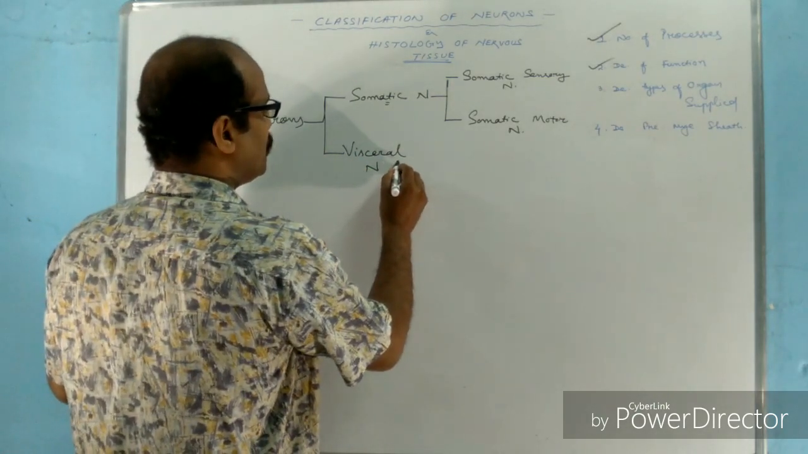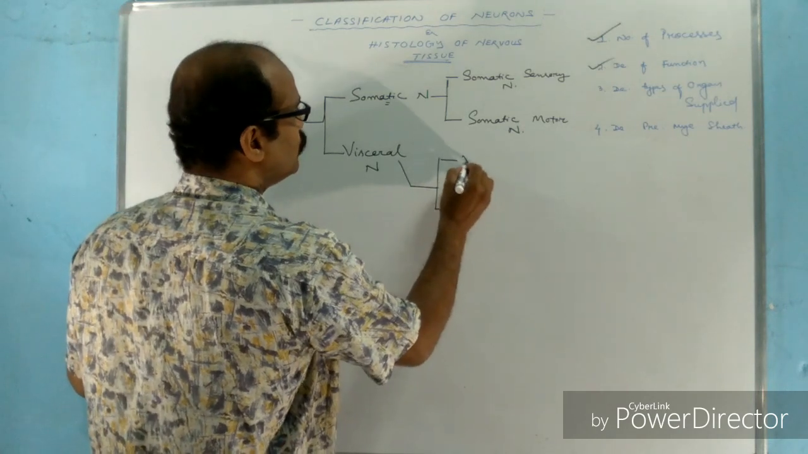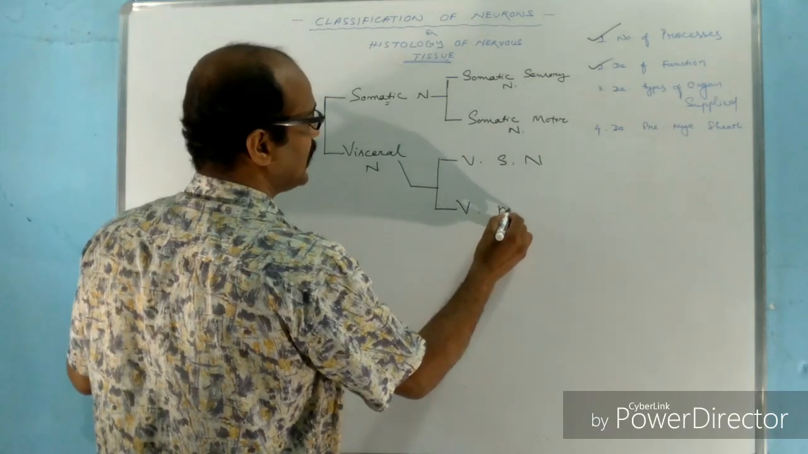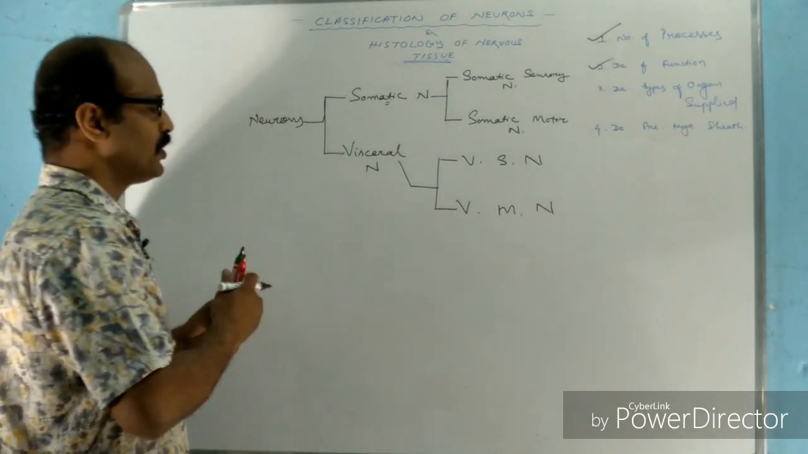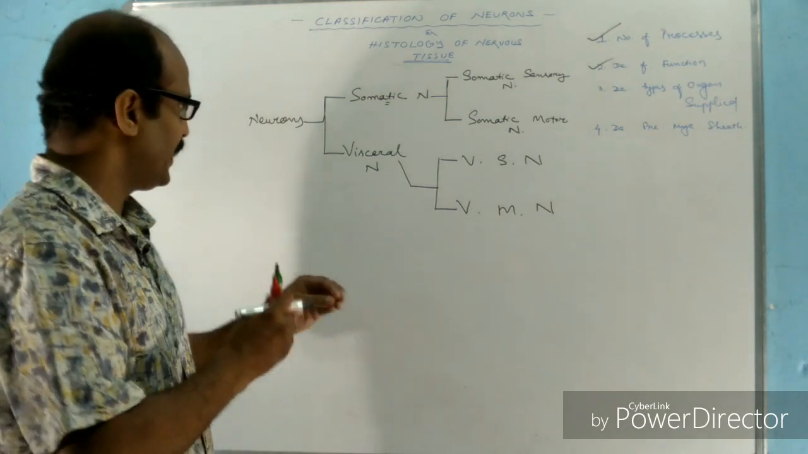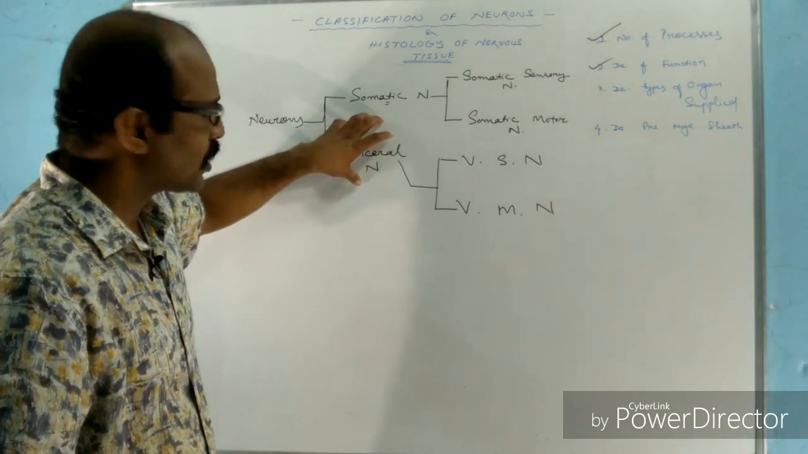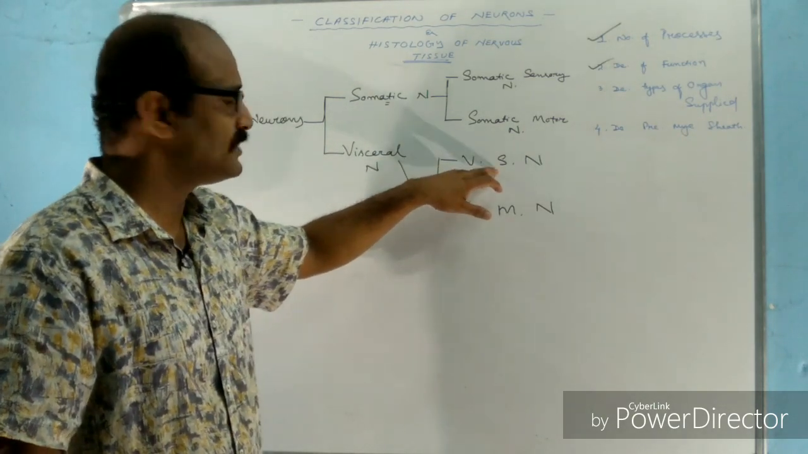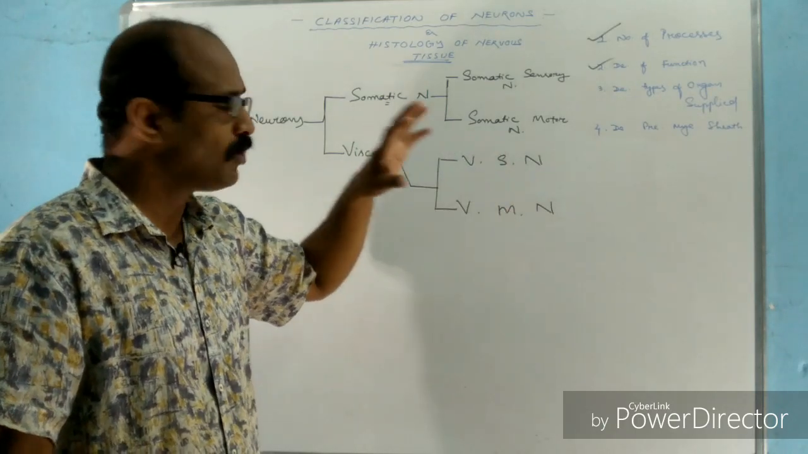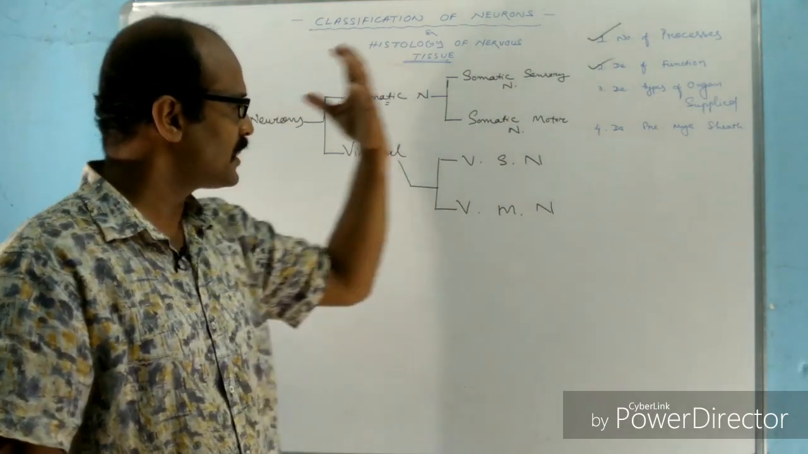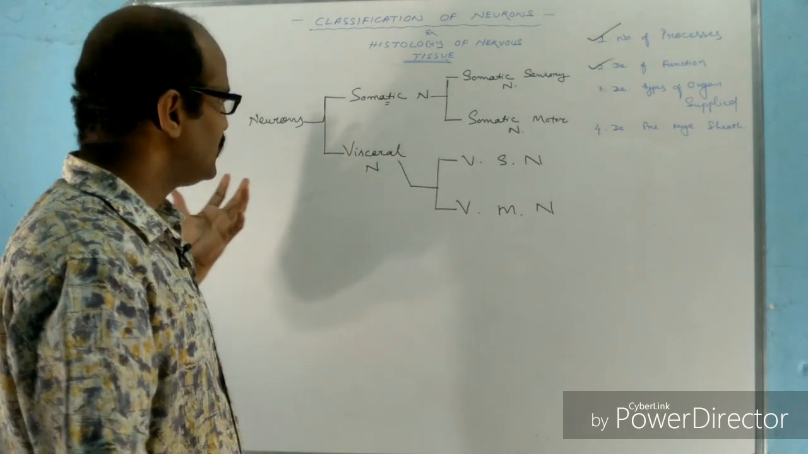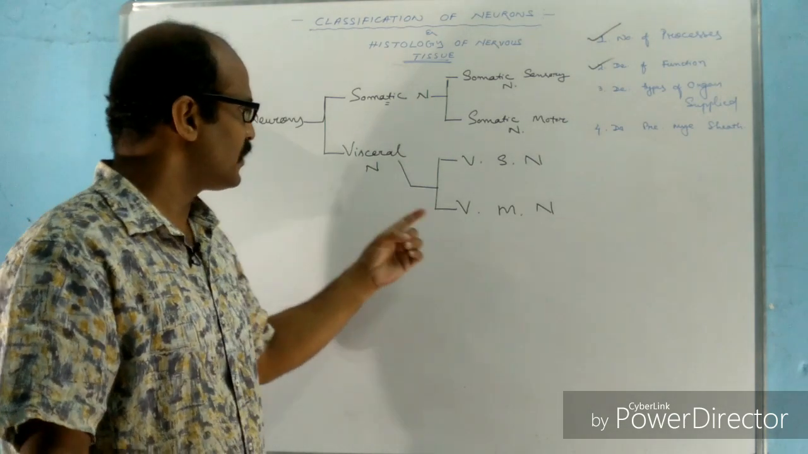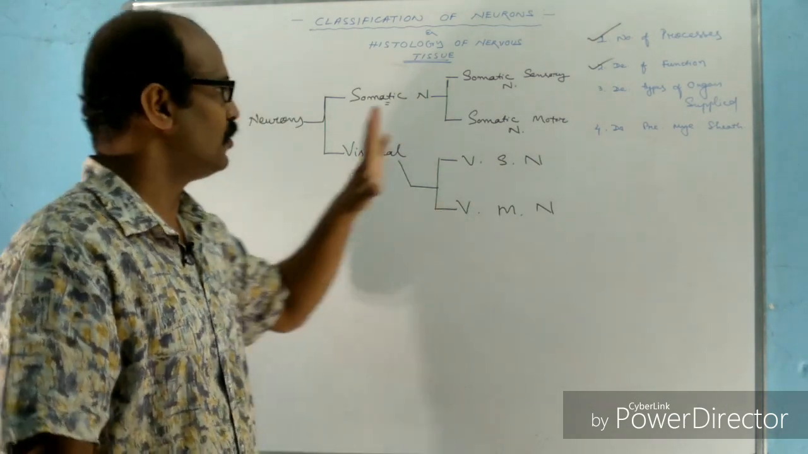And visceral neurons are also classified into two: visceral sensory neurons and visceral motor neurons. If the nerve impulse is conveyed from the visceral organ to the central nervous system, this is known as the visceral sensory neurons. If the neurons convey the nerve impulse from the central nervous system to the effector organs of visceral organs, these are known as the visceral motor neurons.